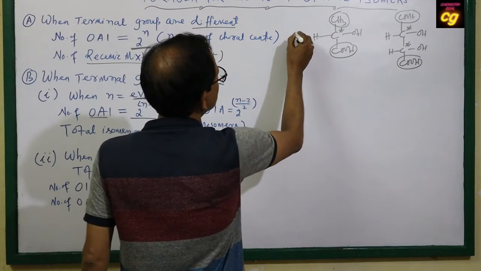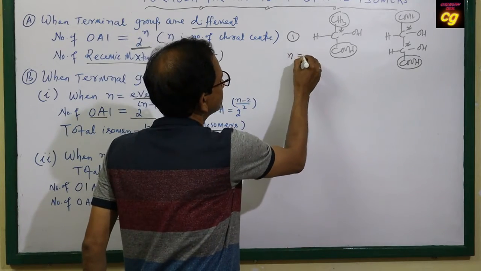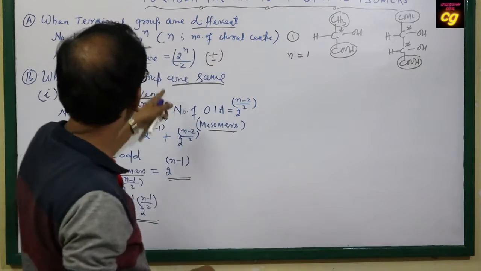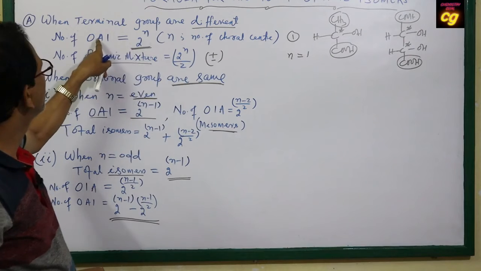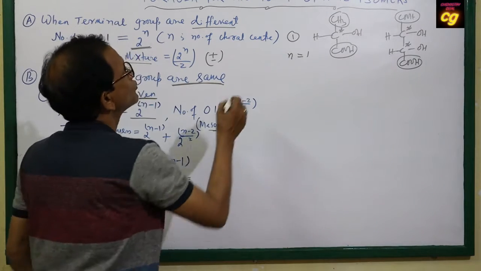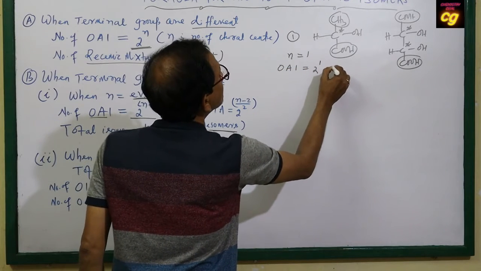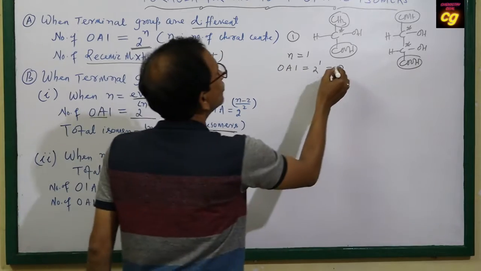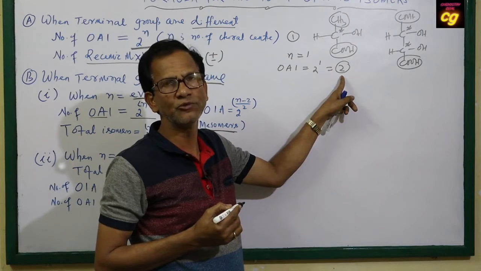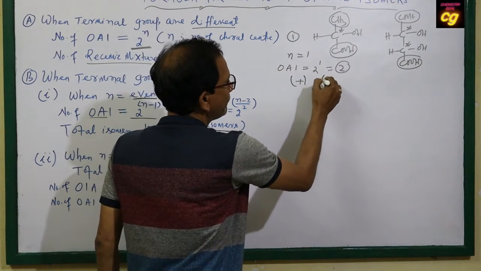Suppose this is the first example. In this case, n is equal to 1 and the terminal groups are different. If terminal groups are different, then the number of optically active isomers will always be 2^n. So OAI will be 2^1, that is 2. So 2 optically active isomers will be formed, one will be plus and another will be minus.